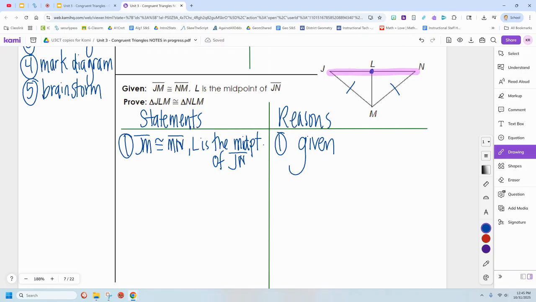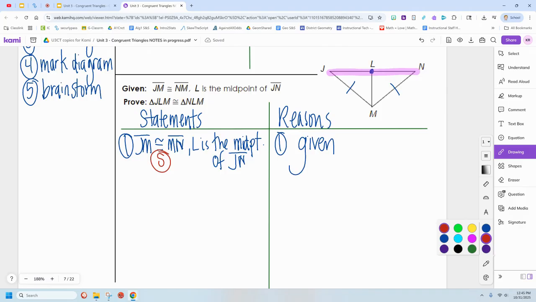Now, we brainstorm. Right now, however, the only thing that's in our proof is this set of sides. Do you guys agree with that? It's the only thing in there.